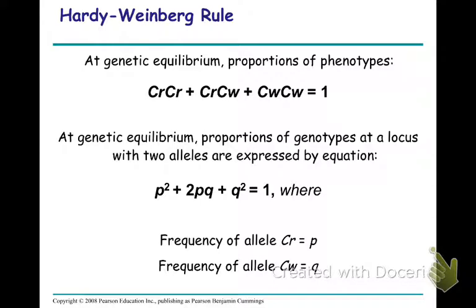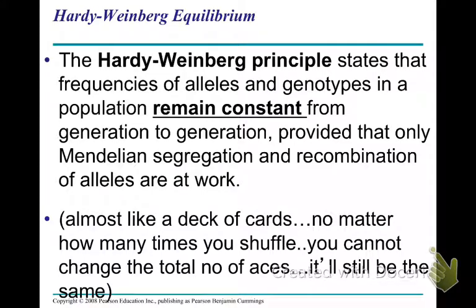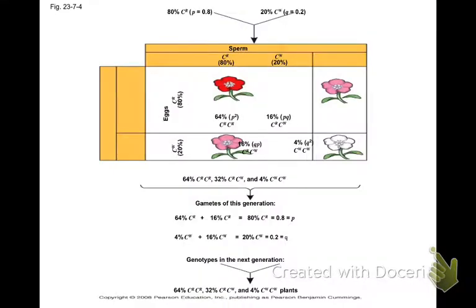Okay, so Hardy-Weinberg rule, he says at genetic equilibrium, the proportions of these phenotypes would always be 1, and you will have these allele frequencies constantly being expressed. The genotypes will remain constant from generation to generation, provided only Mendelian segregation and recombination are at work. It's like a deck of cards. No matter how many times you shuffle, you cannot change the number of aces. It will still be the same. So he walked you through this, and I did too.